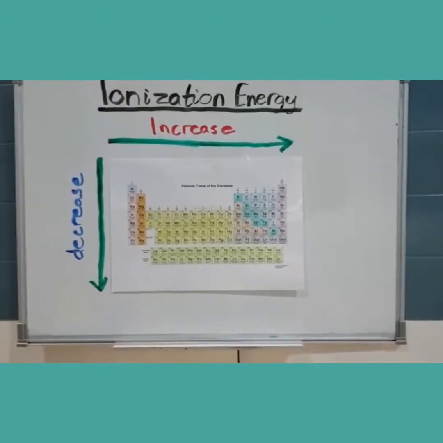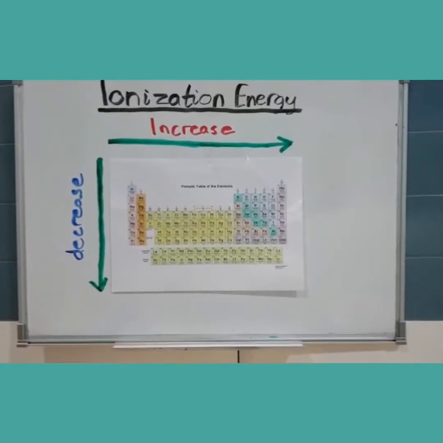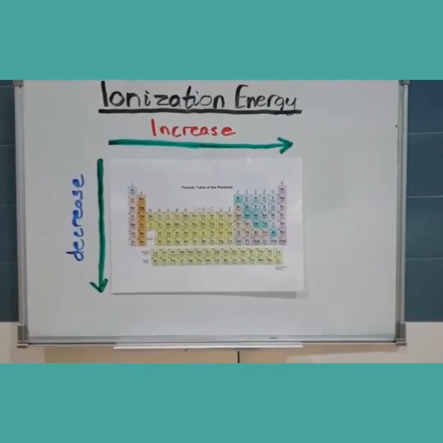As you move down a group, the ionization energy decreases, and that is because each element has more occupied energy levels than the one above it has. As you move down a group, each successive element contains more electrons in the energy levels between the nucleus and the valence electrons, and this electron shielding causes the valence electrons to be held less tightly to the nucleus.